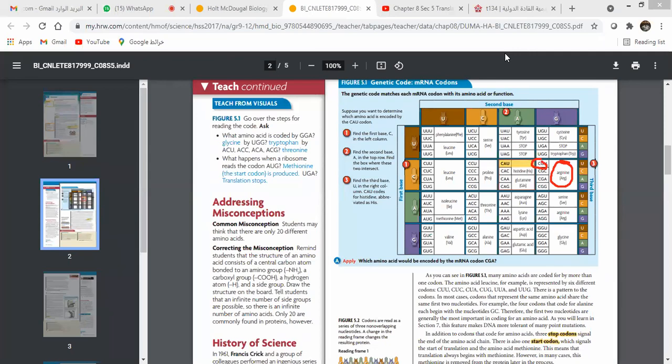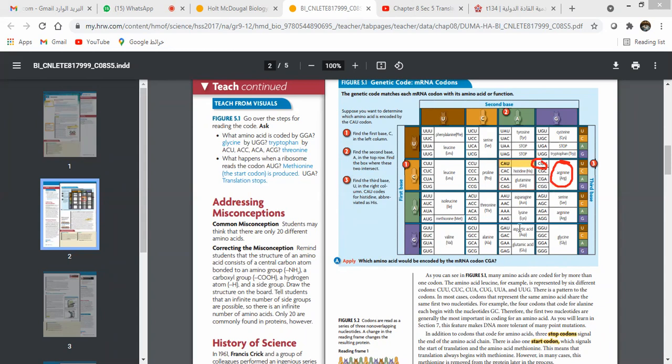All right. Now, as you can see, many amino acids are coded for by more than one codon. Like arginine, it is coded for by more than one codon. Here it is, represented by 6 different codons. Here I have 4 different codons which are CGU, CGC, CGA, CGG.